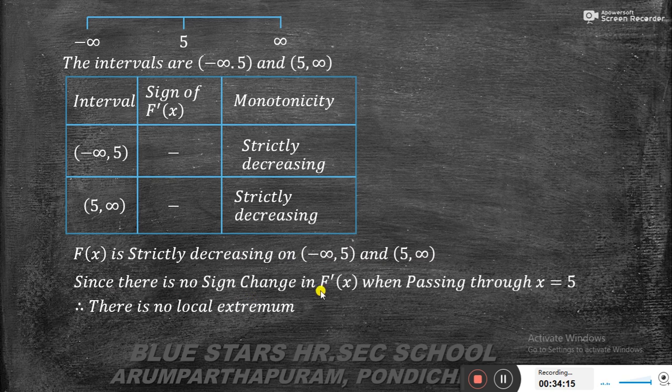Since there is no sign change in f dash of x when passing through x equal to 5, there is no local extremum. So here it is minus on both sides, no sign change. No sign change means no local extremum.